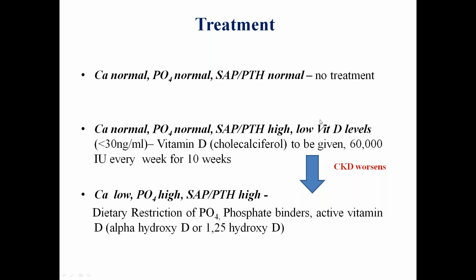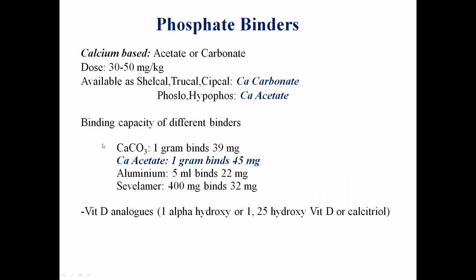Once vitamin D deficiency starts setting in, you need to supplement these patients with vitamin D, and you can use cholecalciferol in weekly doses for about a 10-week period. But if you have high phosphates, low calcium, and your SAP and PTH are also high, which usually happens in patients who have CKD 3, 4, and 5, in such a situation, you need to do dietary restriction of phosphate, you need to use phosphate binders, and you can use active forms of vitamin D like alpha hydroxy D and 1,25 hydroxy D to suppress your PTH.